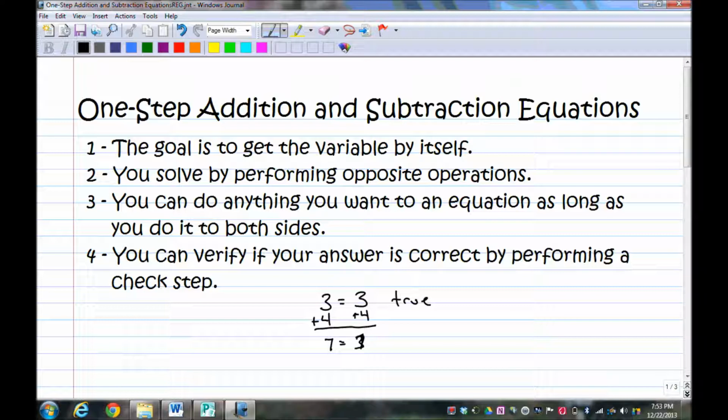So the last thing then is you can verify if your answer is correct by performing a check step. That's beautiful. So that means when you turn in a test, you know whether or not you're right because of this check step. So let's go on to a sample.